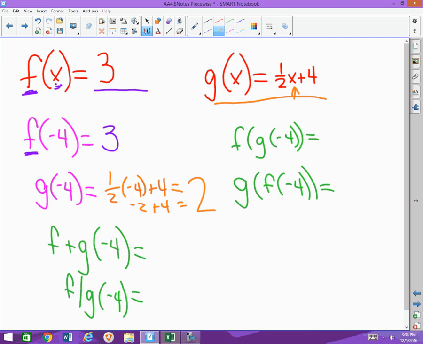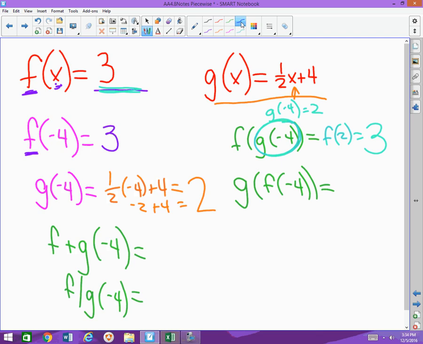Now then, if we have f composition g of a negative 4, all right, so we know we have to do that part first, and g of a negative 4 we have figured out is 2. And then f of 2 is going to equal, well, if we put a 2 in here, again, there's no place to put the 2, so it's going to be 3 as our answer.